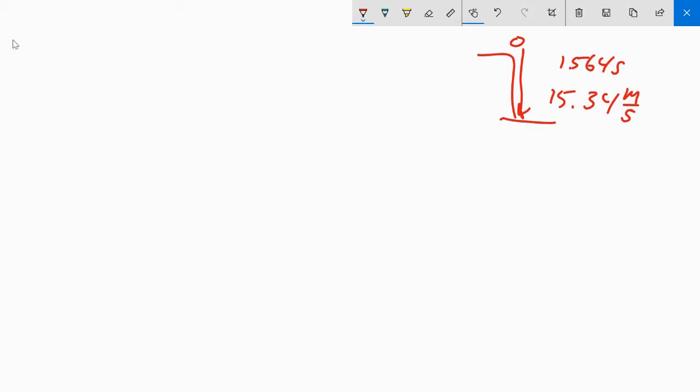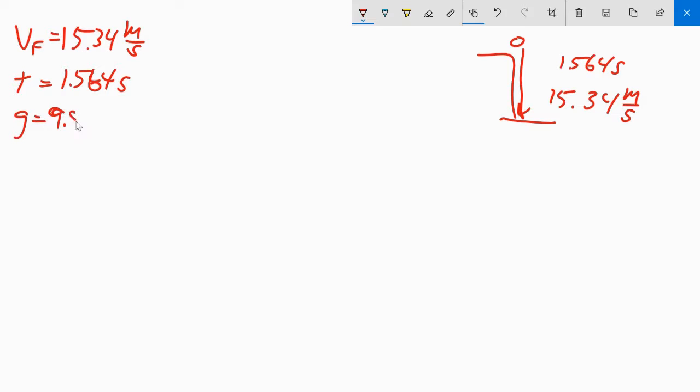That would be a final velocity. So final velocity, 15.34 meters per second, and a time of 1.564 seconds. What do we want to know? What do we also know? Well, we know gravity, 9.81 meters per second squared. We want to know the height.